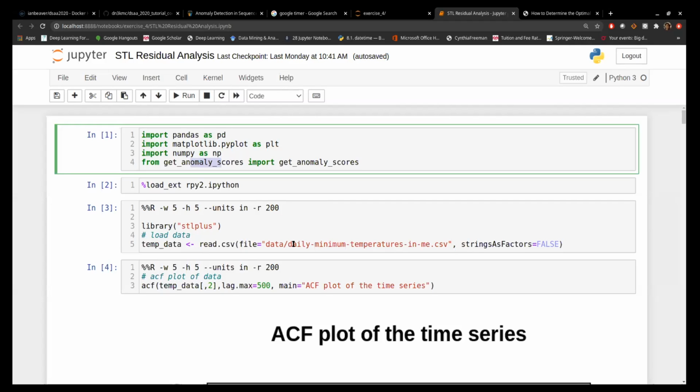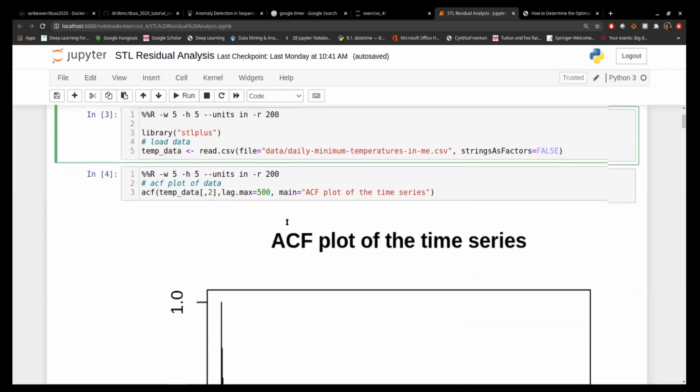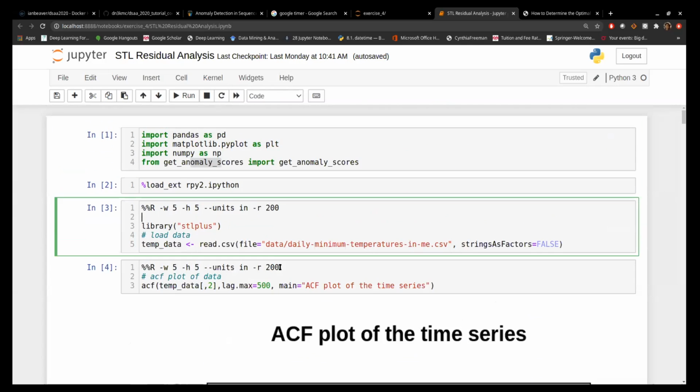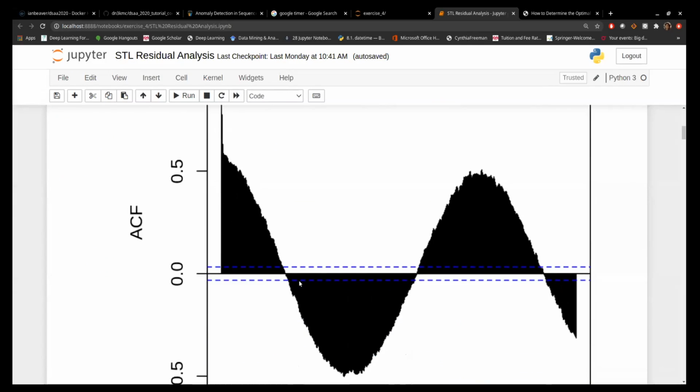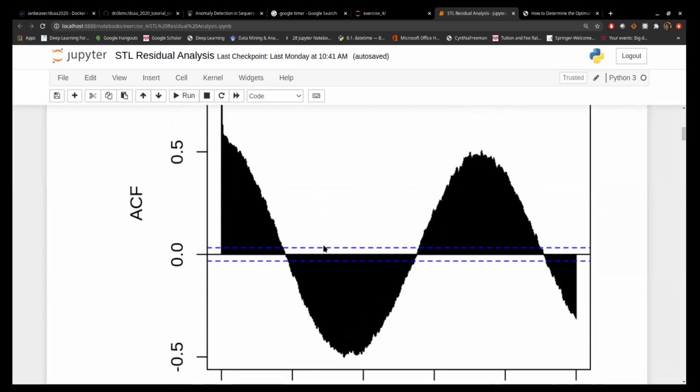So I import the stlplus library and load some temperature data. I import the CSV from the global environment and make the default figure size 5 by 5 inches with 200 dpi resolution. I look at an autocorrelation plot of the data. So previously, maybe this is a little too big, but you can change this in your code if you download the notebooks. But previously I showed you how to make these plots using pandas, right? So you can definitely do that in R too. And the confidence interval is actually these dashed lines now. And the periodicity is 365 like before.